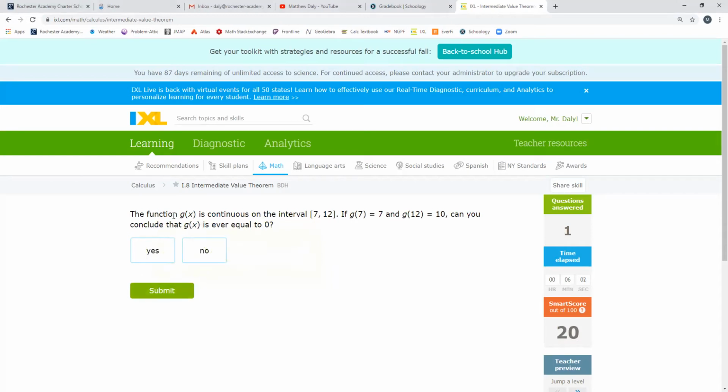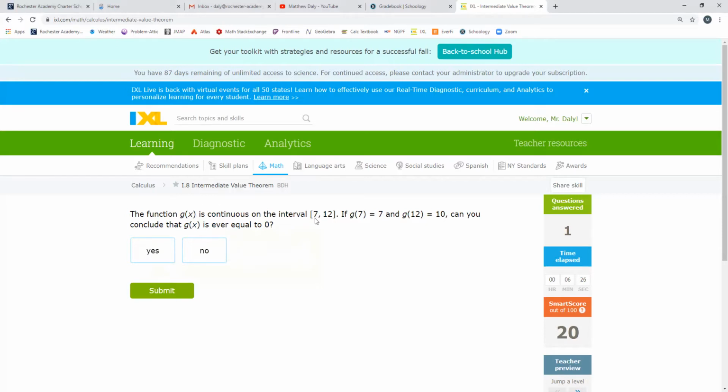All right, the function g of x is continuous on the interval from 7 to 12. If g of 7 is 7 and g of 12 is 10, can you conclude that g of x is ever equal to 0? So pause the video and give this a moment's thought if you need to.